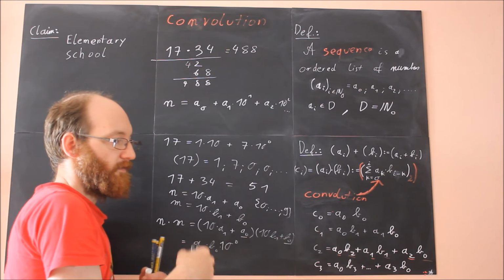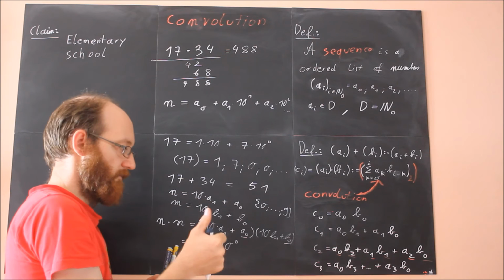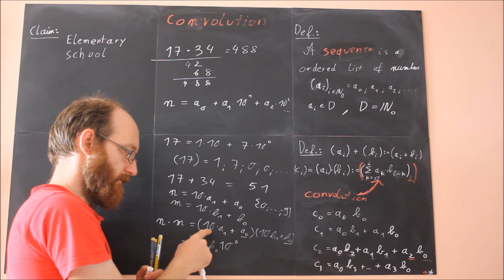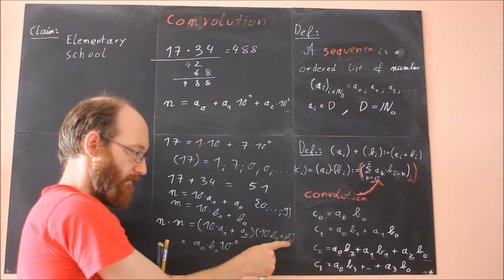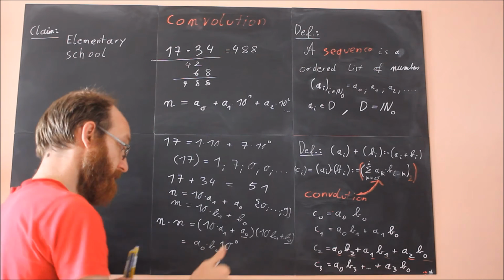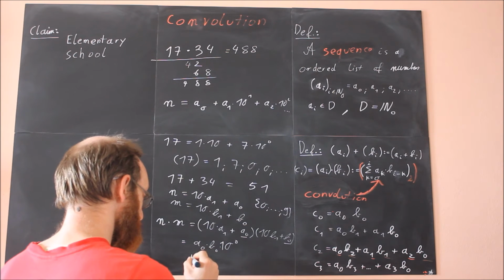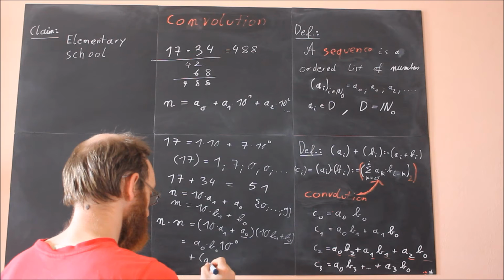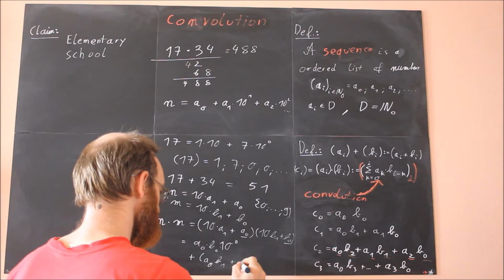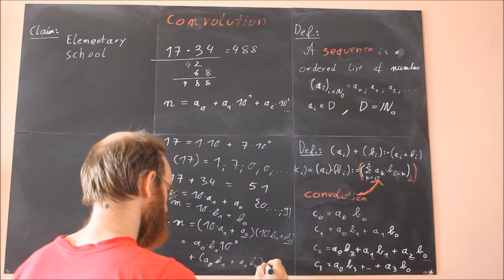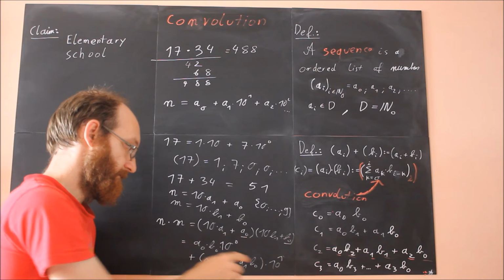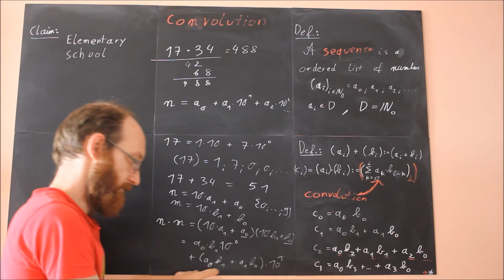Then which part is for the 10 to the power 1 position? This is 10 to the power 1 times 10 to the power 0 and 10 to the power 0 times 10 to the power 1. So in other words, we have plus a0b1 plus a1b0 times 10 to the power 1. And this is exactly our C1, as you can see.